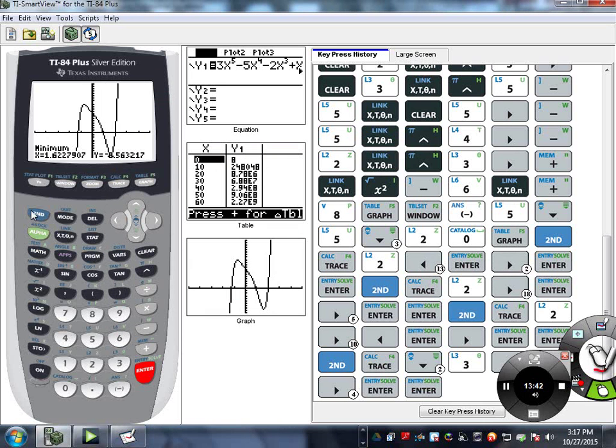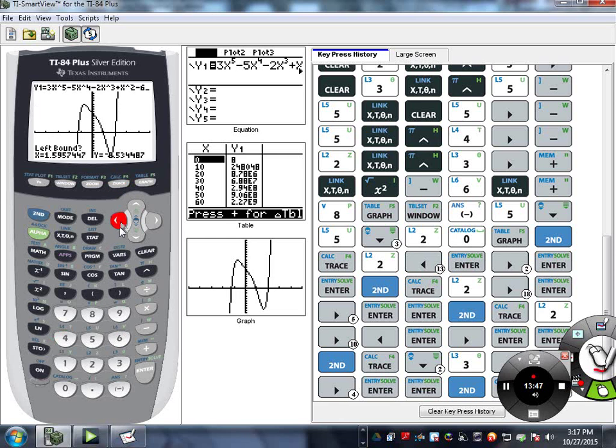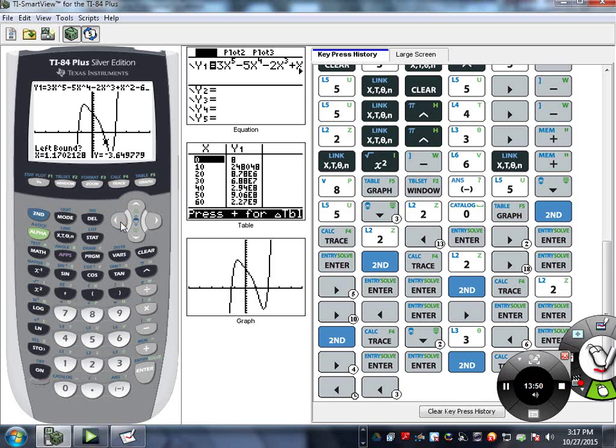And then I'll repeat the same thing for the relative maximum. All right, so second calculate, and this time I'm going to choose choice 4, which is maximum. And I'm going to scroll over to the relative maximum. Oops, I went too far, sorry. I'm going to mark a left bound. Sorry, I went way too far. My computer wasn't scrolling as fast as I was. All right, here we go.